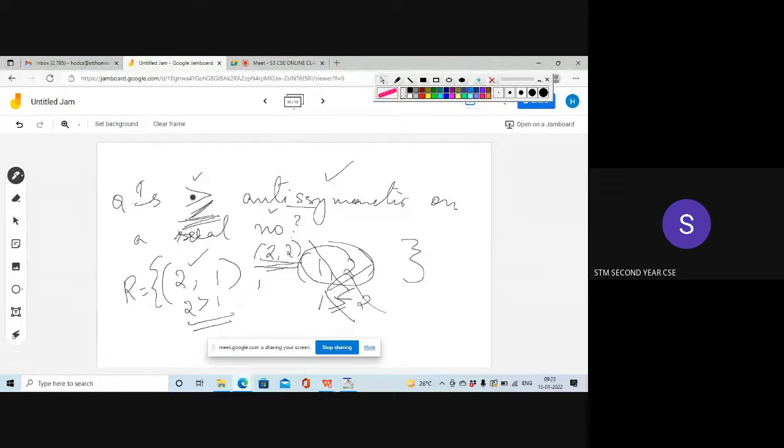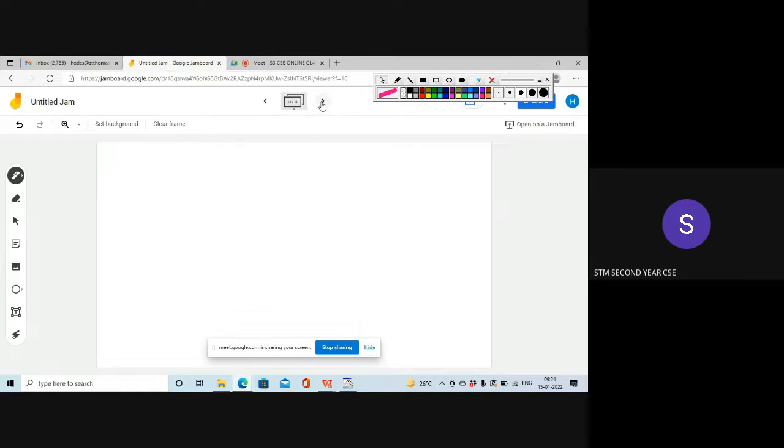So this greater than or equal to also satisfies the anti-symmetric property. Then less than or equal to also satisfies the anti-symmetric property. So two examples of anti-symmetric relations are those relations that satisfy the greater than or equal to property and the less than or equal to property on a set of real numbers.